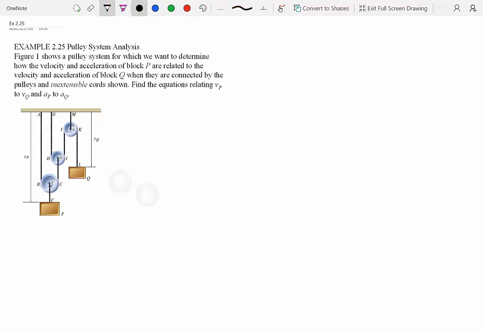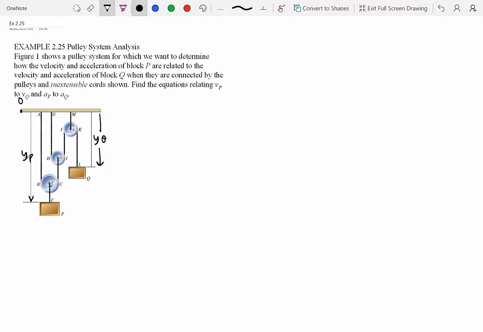So we'll pick our origin to be, let's say, right at the ceiling, and we will indicate our position variables. In fact, in this case, the position variable is shown as YP, and I'll just write it a little bit bigger, YP and YQ. Okay. Those are the position variables for P and Q.